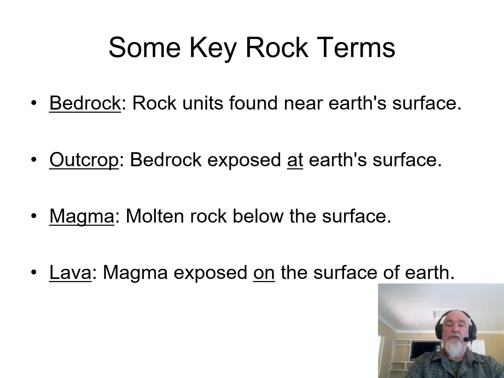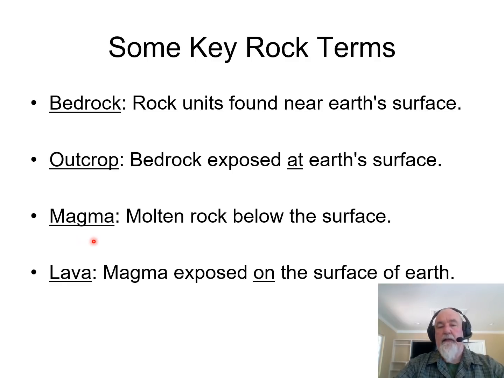So before we do that, some key rock terms. I do need you to know these 4 terms. They're pretty straightforward. Bedrock means rock units found near the surface of the earth. So you dig down, you get to rock, that's bedrock. You go to the mountains, you see rock, that's bedrock. An outcrop is bedrock exposed at the Earth's surface. You don't have to dig down to see it. So if you ever see a steep mountain cliff, and that's exposing bedrock to the air, that bedrock exposed to the air will be called a bedrock outcrop.